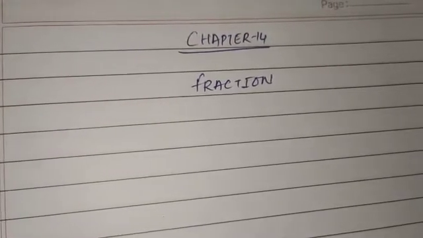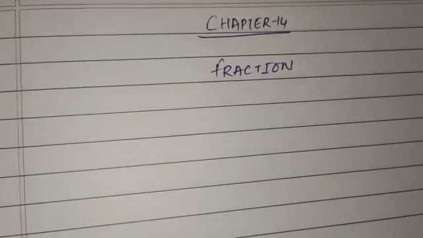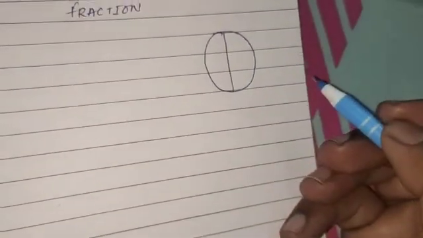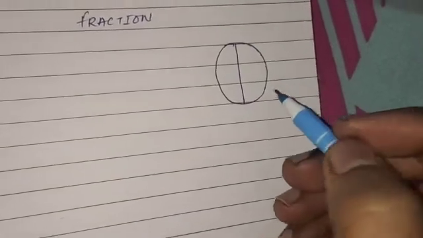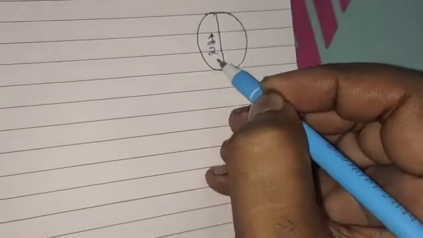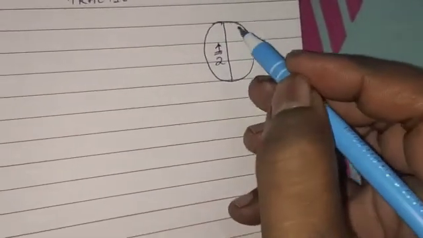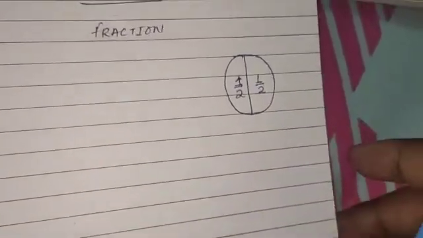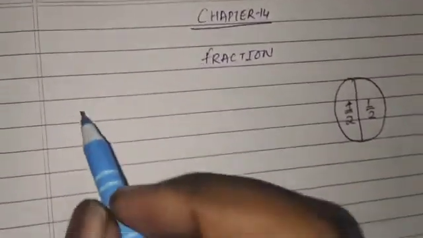So today we will be starting with chapter 14, fraction. So let's understand what is the fraction. Suppose this is a circle. When you divide this circle into two, this will be 1 upon 2, because the whole circle is being divided into half, and this will also be 1 upon 2. So what is fraction according to this?